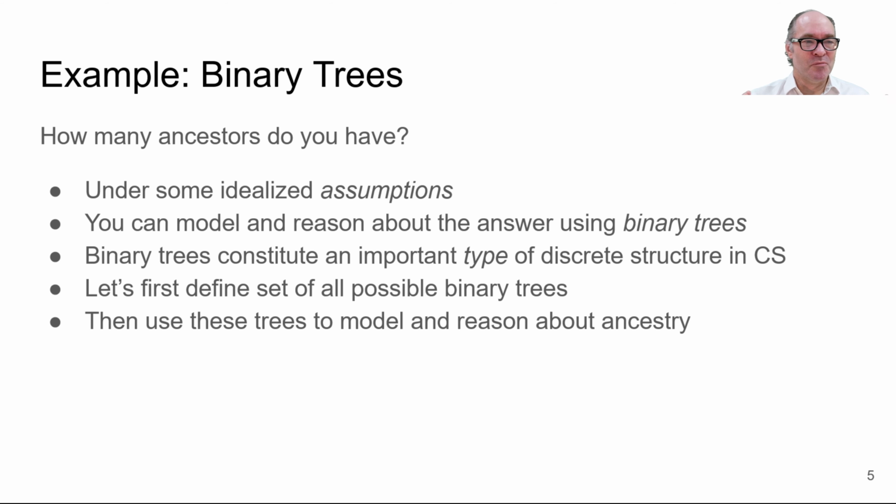under some idealized assumptions that I'll ask you to think a little bit more about, we can model and reason about biological ancestry using binary trees. Binary trees constitute an incredibly important discrete structure in computer science with many applications. And they're not that hard to understand, as you're going to find out right now. So let's first define the set of all binary trees. That will constitute a set of objects.